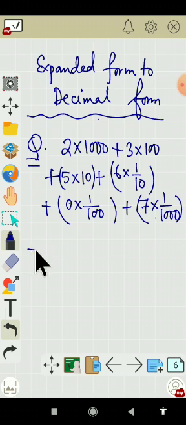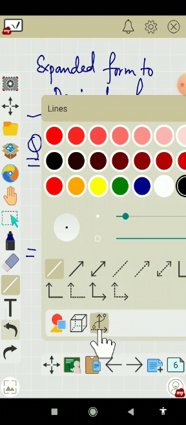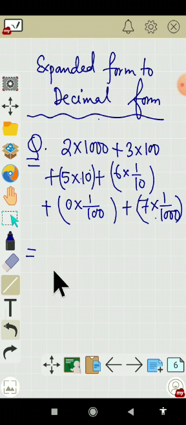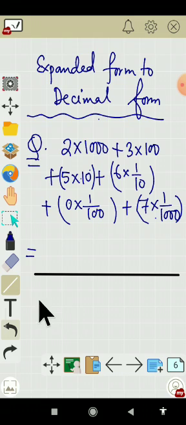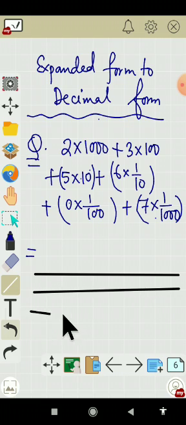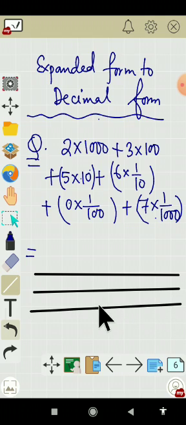Now we have to convert it into the decimal form. For that you can make the table, or you can directly do it. So I think it will be better if you make the table of this place value chart, where you have to write up to 1000 only.